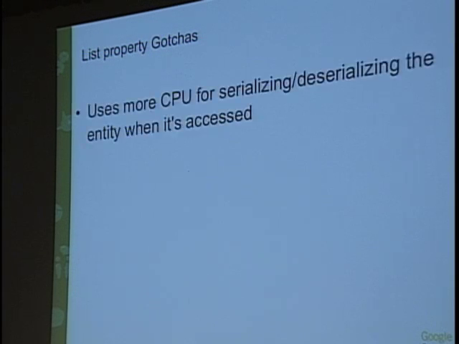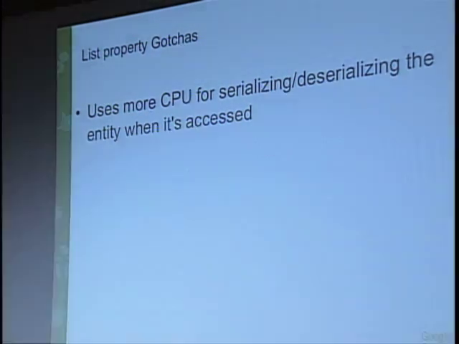There are a few gotchas with list properties, a few things to watch out for. The way the data store works, you will pay a little bit of a serialization and deserialization cost when you access the entity. The data store is a little different from an RDBMS in that entities and their properties are stored very compactly. Because of this, they need to be deserialized when you read them, and serialized when you write them out to disk.